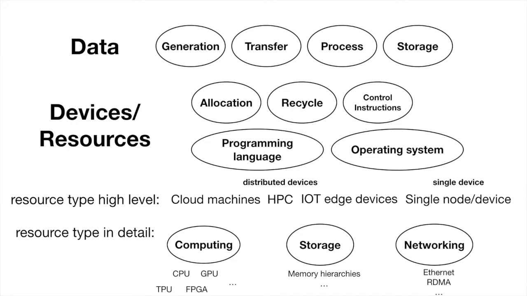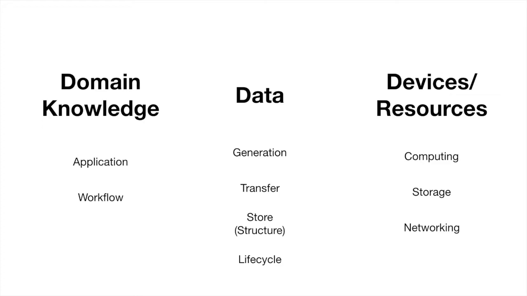In summary, when we consider a target computing system, we may need to view it from three typical aspects. From the perspective of domain knowledge, we need to consider what the application is and the details about the workflow. Then, for the data perspective, we need to consider the data flow and the data life cycle, namely how data is generated, transferred, and stored. For the device and resources perspective, we may need to consider how computing, storage, and networking resources are used in the system. In this way, we can get a whole picture of the computing system.